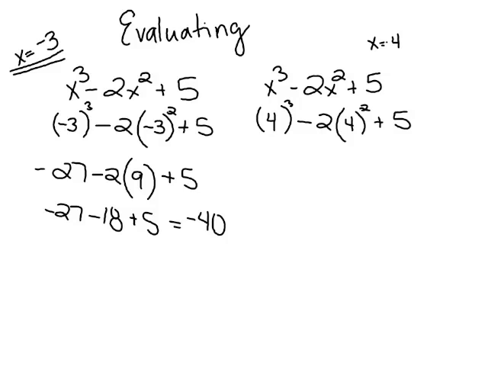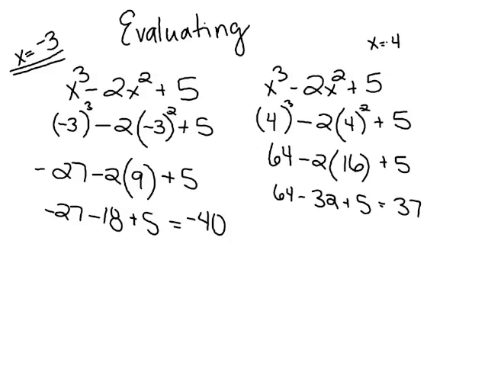So 4 cubed minus 2 times, and what's 4 squared? 4 times 4, 16, plus 5. Remember the order of operations? Get rid of parentheses, get rid of exponents. So 64, 2 times 16, plus 5. So 64 minus 32, 32, plus 5, 37.